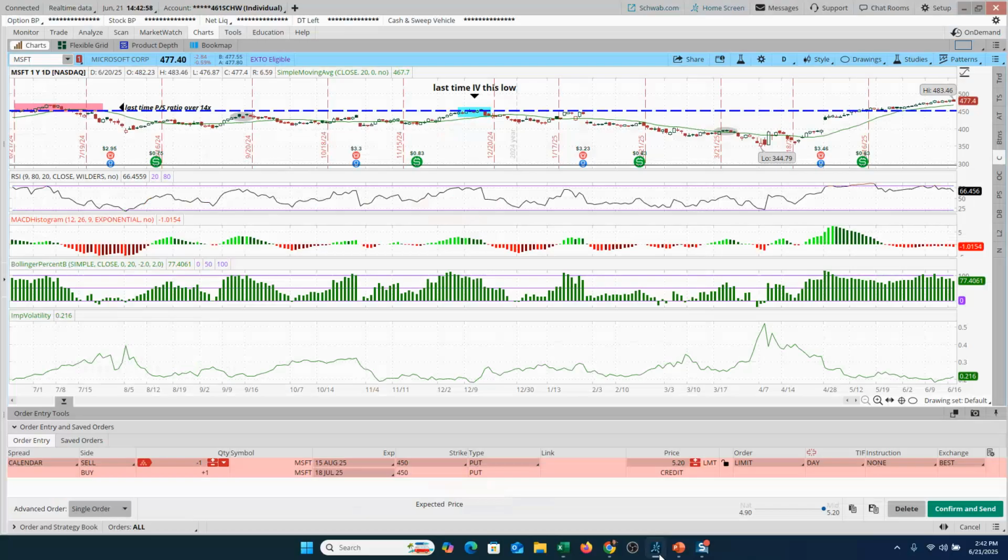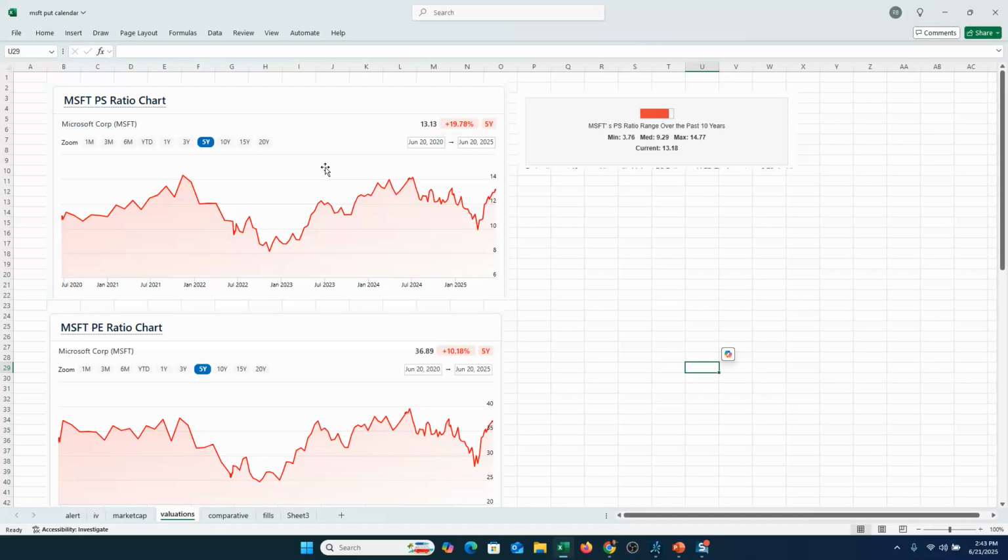If we jump over to the price chart, you can see the last time price to sales got over 14 marked that previous high in Microsoft, which was right before this big pullback here. So certainly on a price to sales basis, getting richly valued, no doubt, right? You can see here over the past decade, the max was at 14.77. That was back here, right? The current is well over 13, certainly rich compared to the median of under 10.